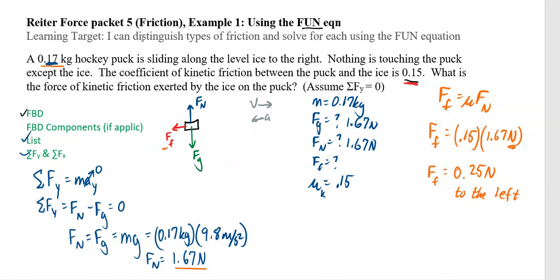So hopefully we understand how we can use the fun equation here. I drew out a free body diagram. I listed out my variables. I said, oh, I'm going to use the fun equation because I've got the coefficient of friction. And so I had to solve for my normal force because I didn't have it originally. And then I solved for friction. Boom.